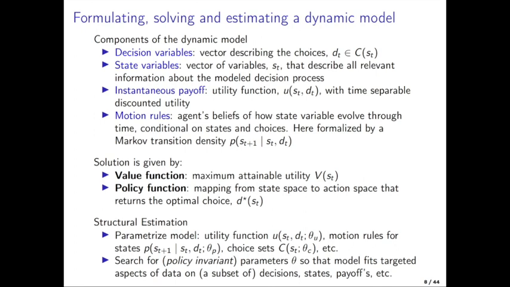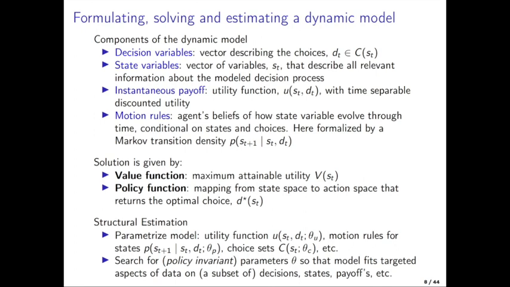Then there are the motion rules, or the transition rules, of the state variables that capture the agent's beliefs on how the state variables evolve through time, conditional on the states and decisions. So these are controlled Markov processes. They're controlled in the sense that they depend on the decision variables, and they're Markov processes in the sense that we only consider the next period, the evolution between two successive periods of states.